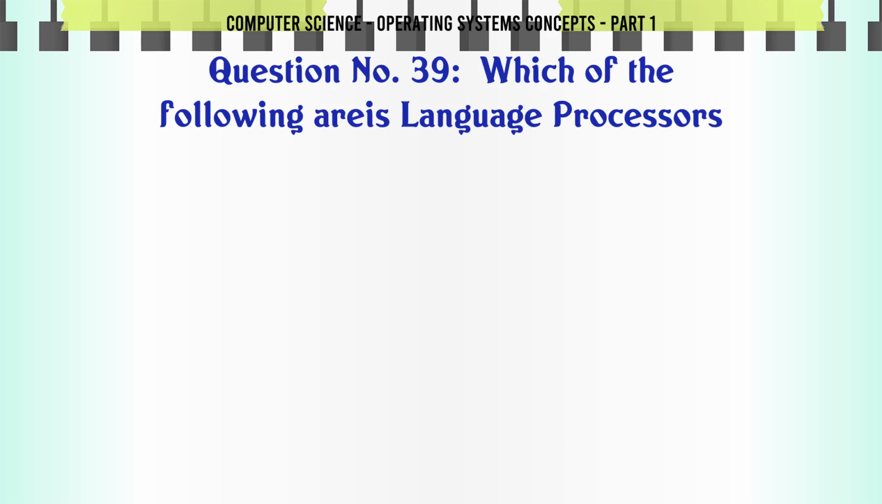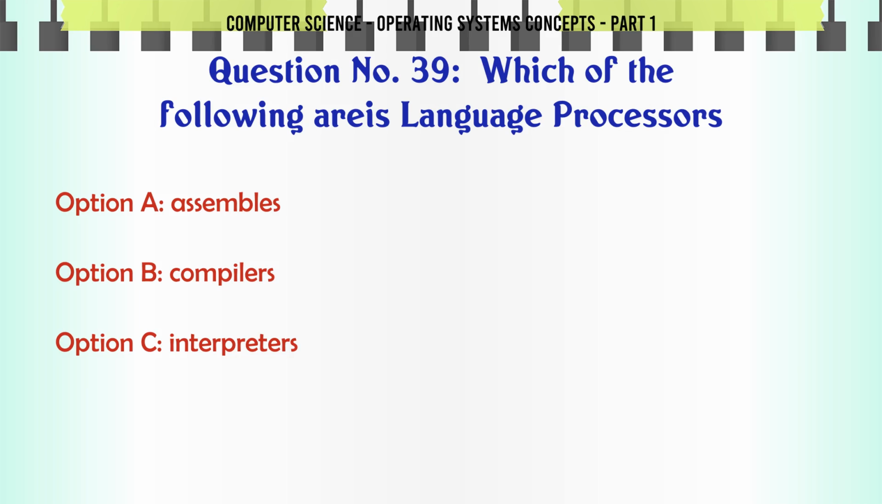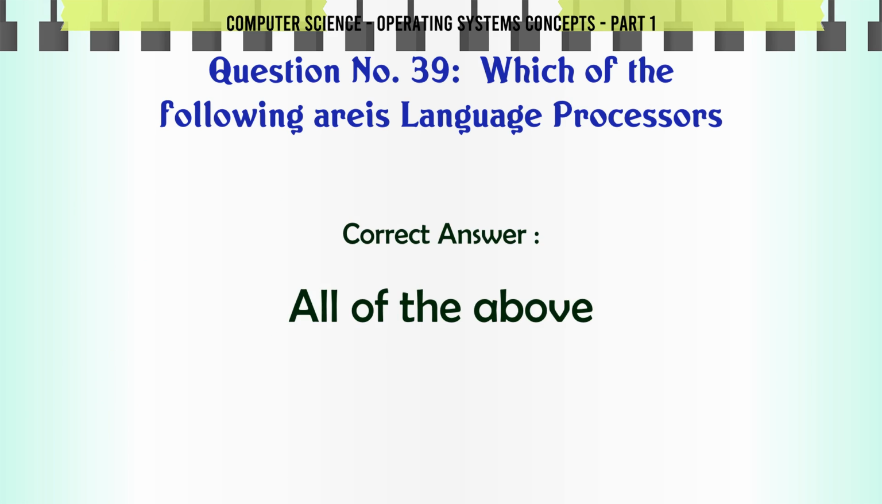Which of the following are language processors? A. Assemblers. B. Compilers. C. Interpreters. D. All of the above. The correct answer is all of the above.